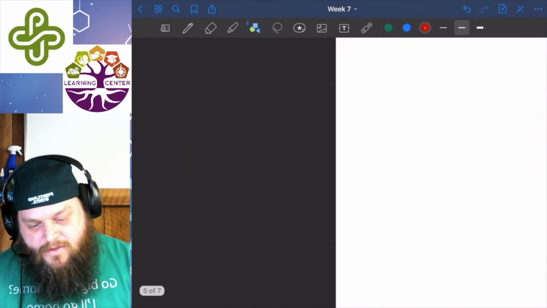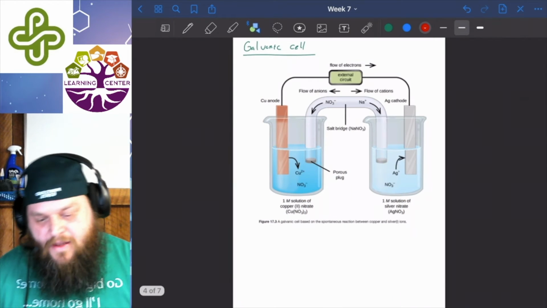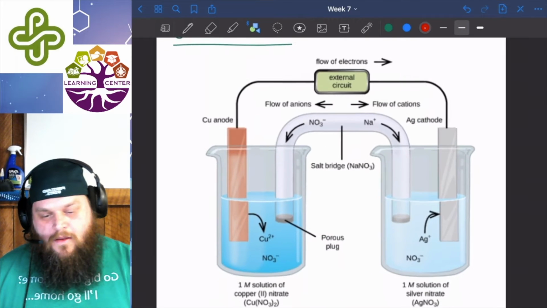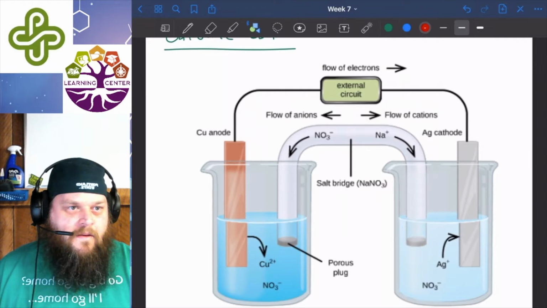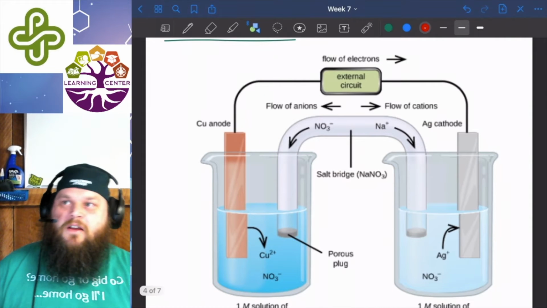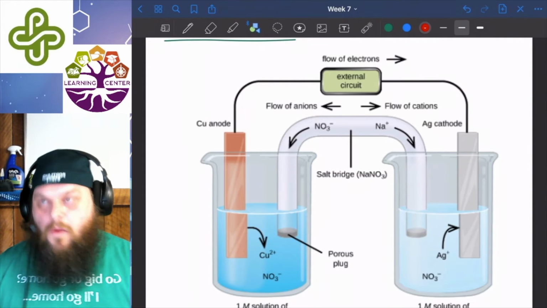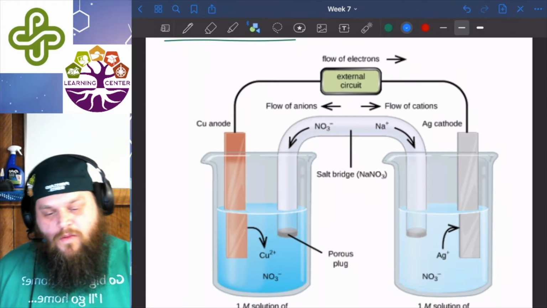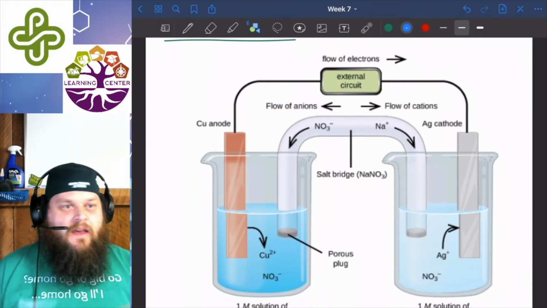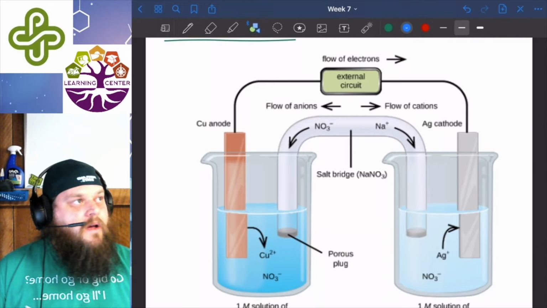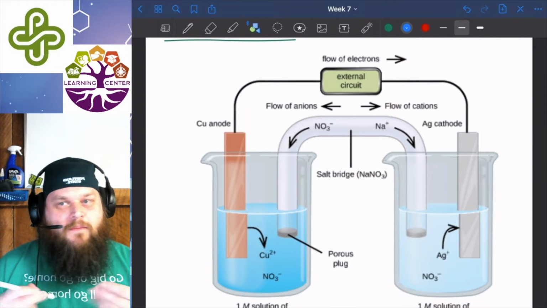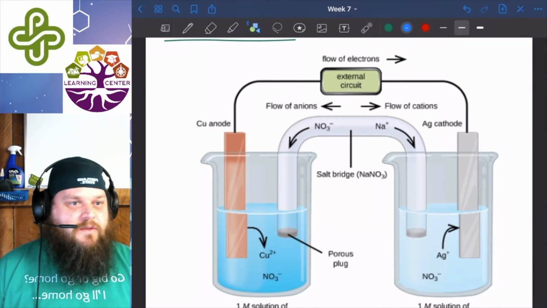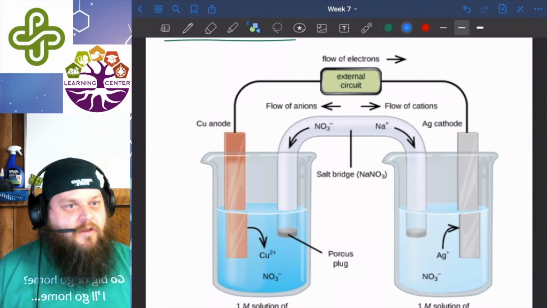So let's move on to the galvanic cell. I got a nice diagram here of the galvanic cell. I'm going to kind of make a bunch of notes on top of that. But let's talk first about what the galvanic cell really is. And really it's just a way that makes these redox reactions really useful in creating this electrical current flowing through them.